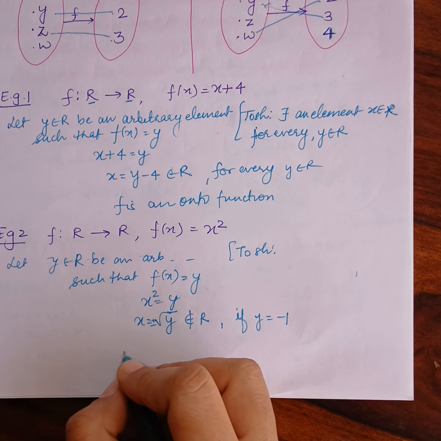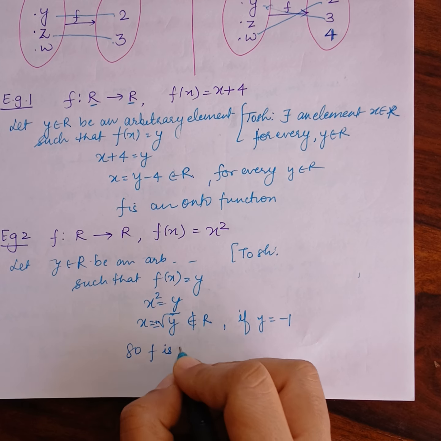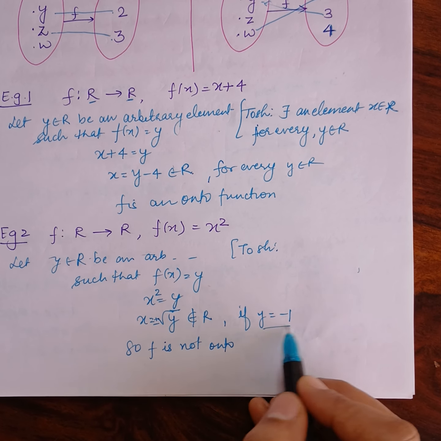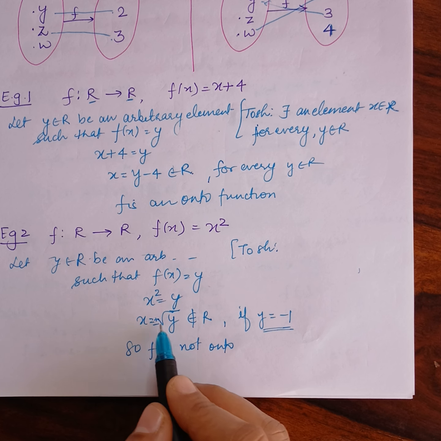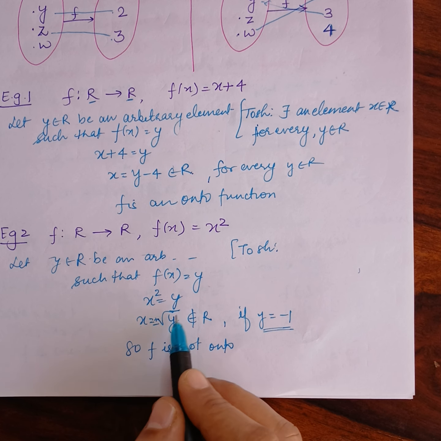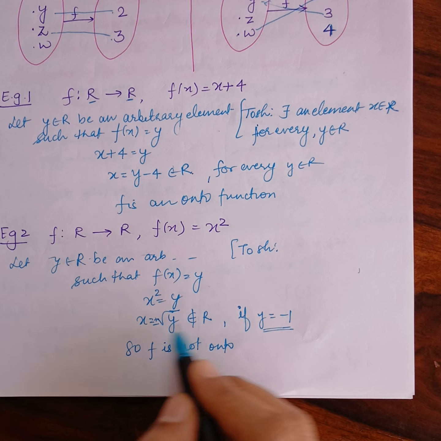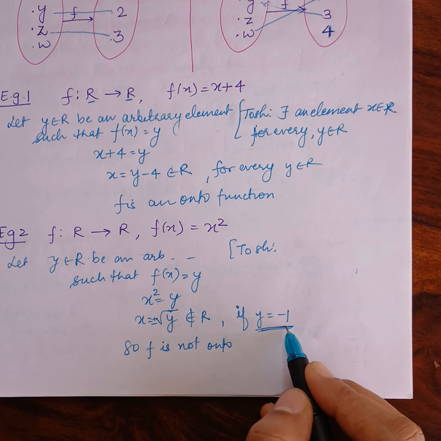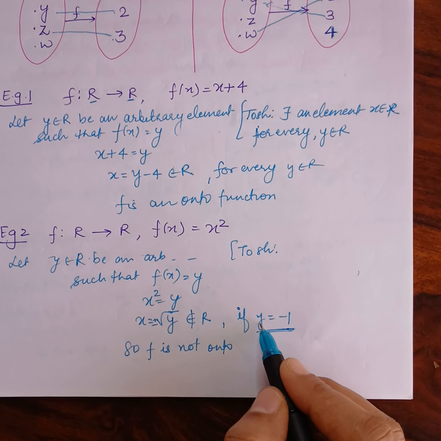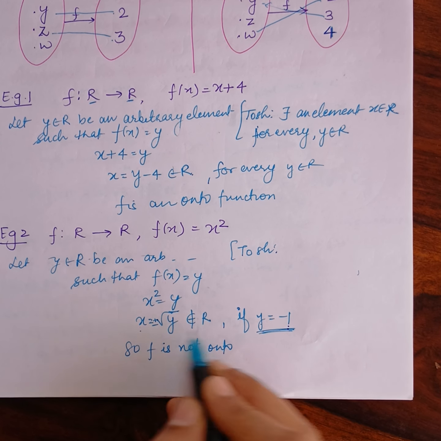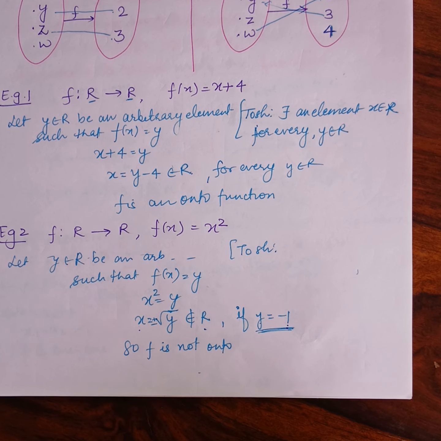So here, f is not onto. So we need to give an example for this like this, because x is equal to plus minus under root y, it doesn't belong to R if y is equal to minus 1. It should belong to R for every y belongs to R. But here I have got the example for which y belongs to R, but x doesn't belong to R. So, f is not onto.